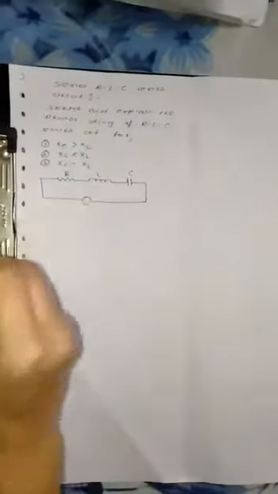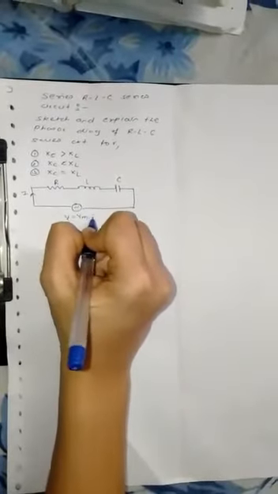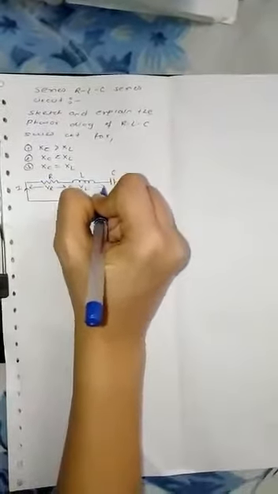connected in series with each other across an AC supply. The circuit is shown in the figure. Current I flows from the AC supply Vm sin omega t through the resistance, inductance and capacitance, with voltage VR across the resistance, voltage VL across the inductance, and voltage VC across the capacitance.